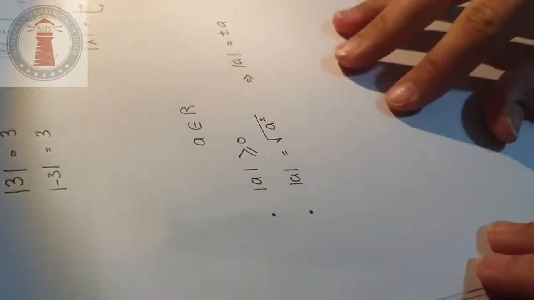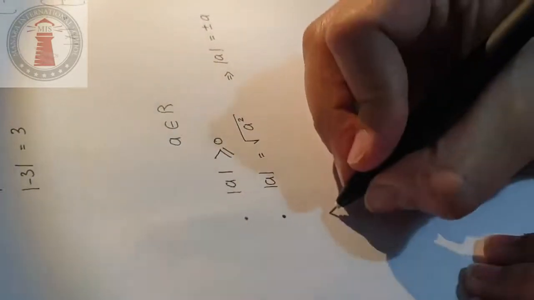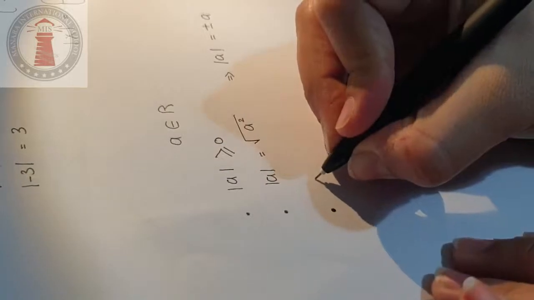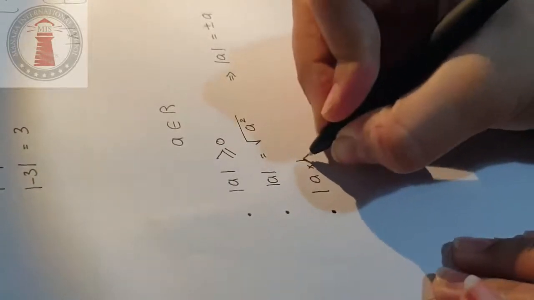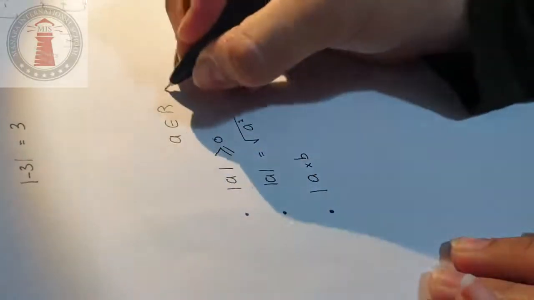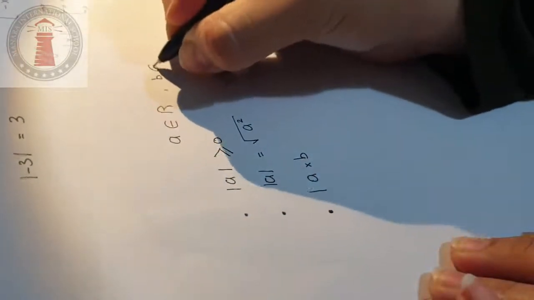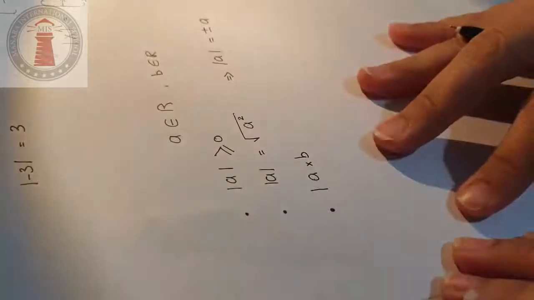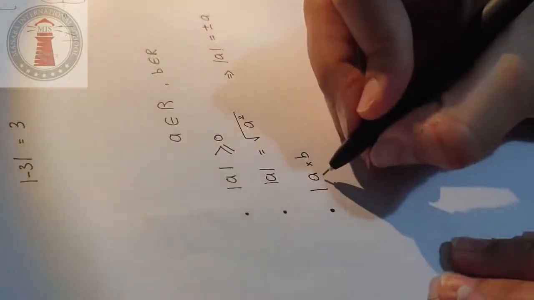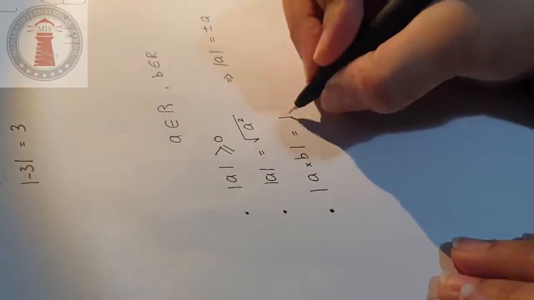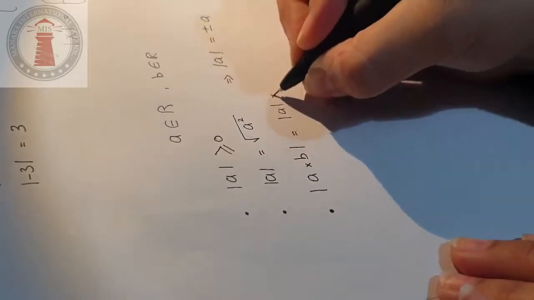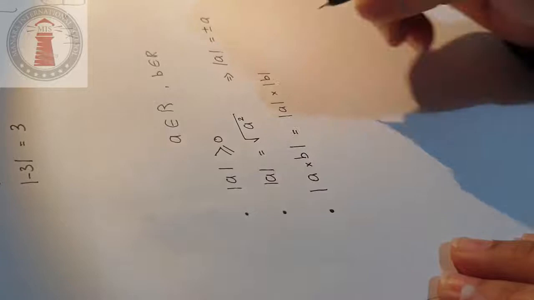Okay, and this is one very important property, which is the absolute value of a times b, where a and b both are real numbers. Okay, the absolute value of a times b is equal to the absolute value of a times the absolute value of b.